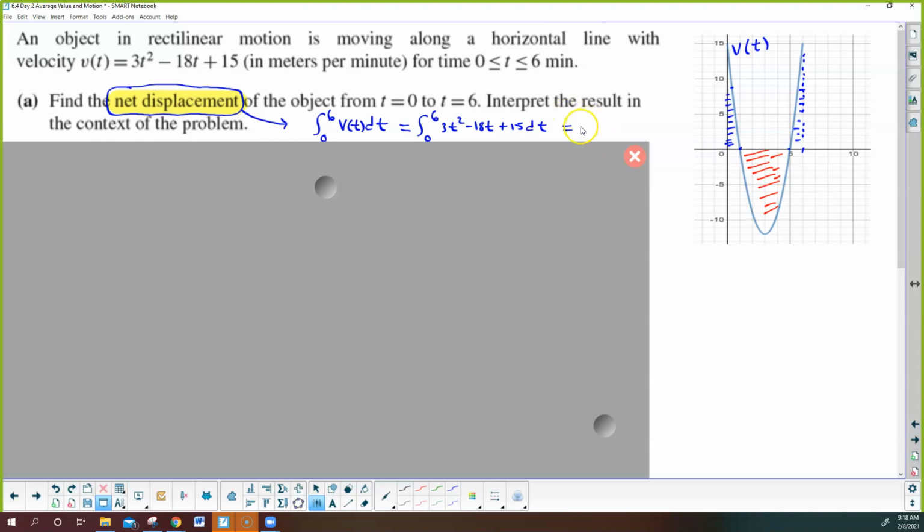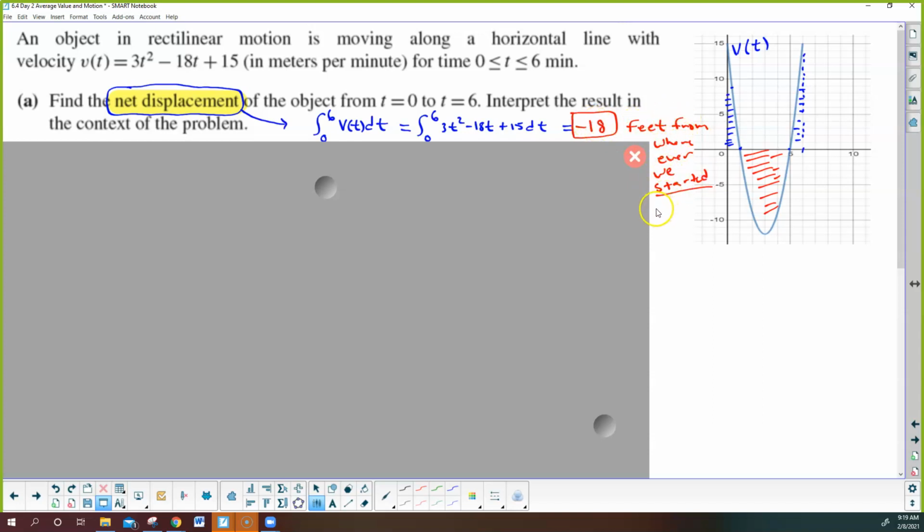Okay, I did this really quick, but the displacement is negative 18. Now, what does that mean in the context of this problem? Well, displacement is your ending position or your total distance traveled. So this would be negative 18 feet from wherever we started. Right? So basically, I'm negative 18 feet from where we started.